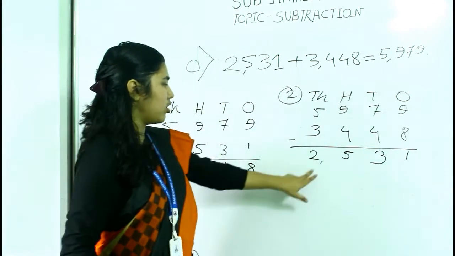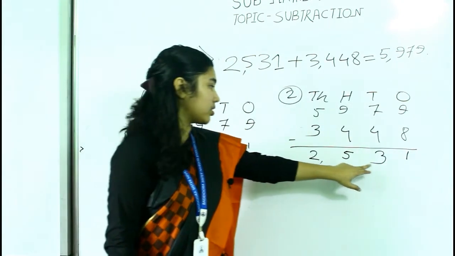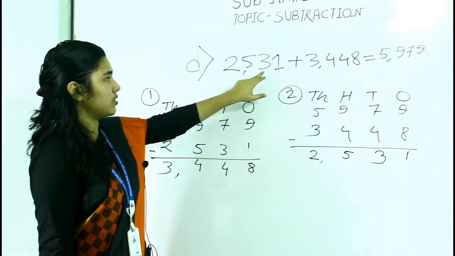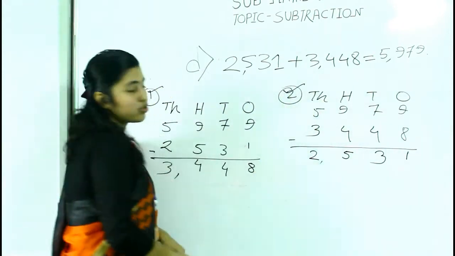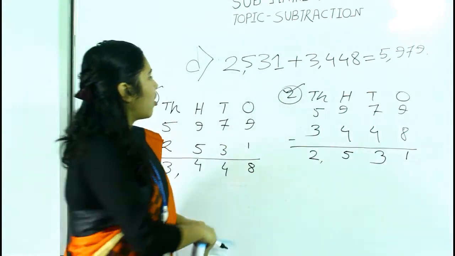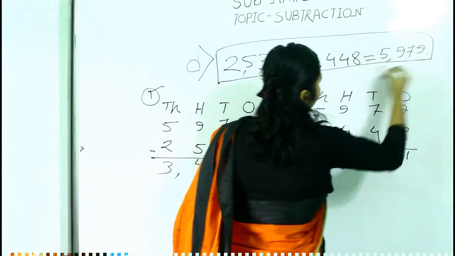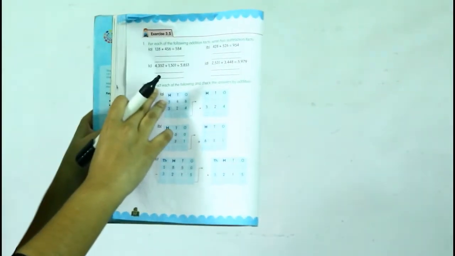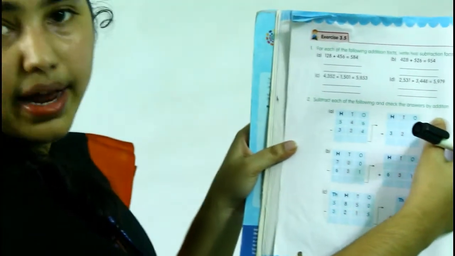So, look at this number. This is 2531, the first number, 2531. So, these two facts are the two subtraction facts of this addition. Now, come to your question number 2. Here, we have to subtract each of the following and check the answers by addition.